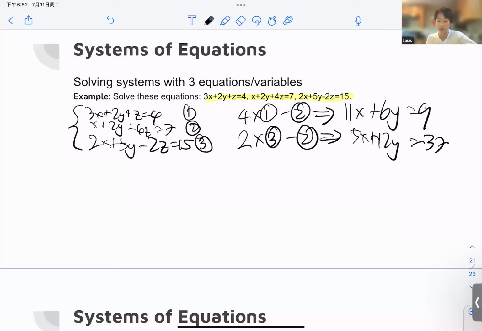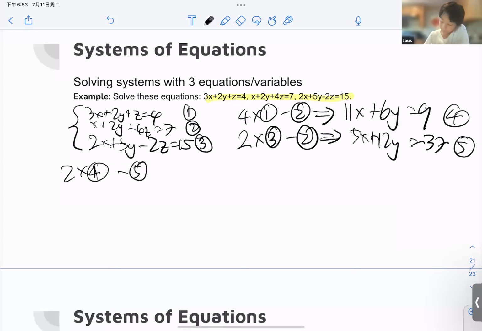So after that, we just solve these 2 equations normally. We can solve them by doing, suppose this is equation 4, and this is equation 5, 2 times equation 4 minus equation 5, which gives us that 17x equals negative 19. So x equals negative 19 over 17.